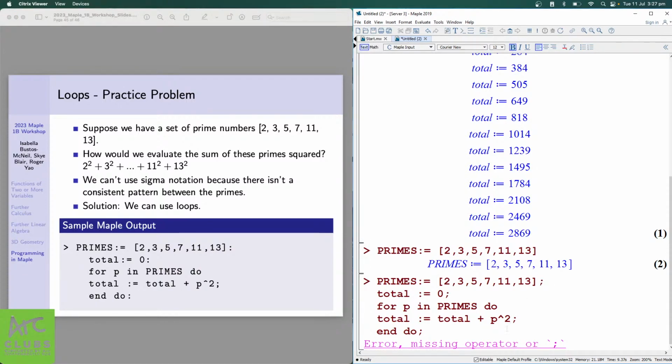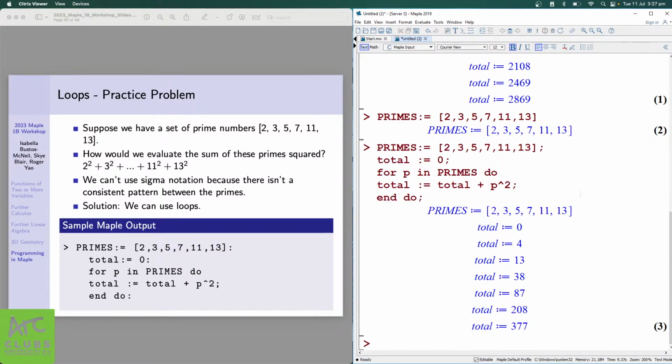Ah, yes. So we forgot a semicolon up here in the very first line. And as we can see, our program is going to loop through primes and slowly add the value of each prime number squared. So we're going to start with 0, add 2 squared giving us 4, adding 3 squared giving us 13, and so on and so forth.